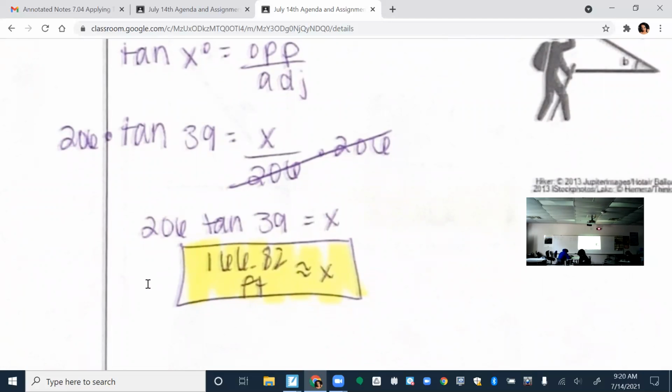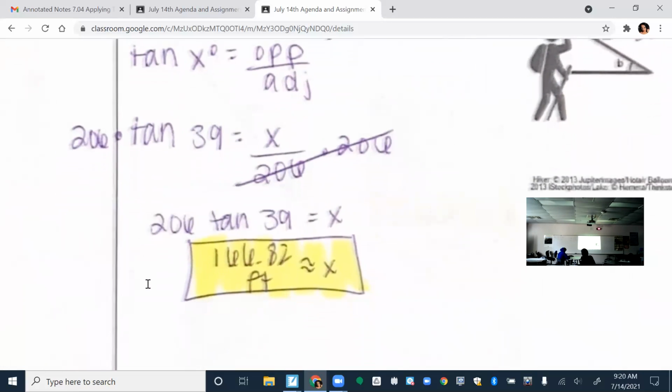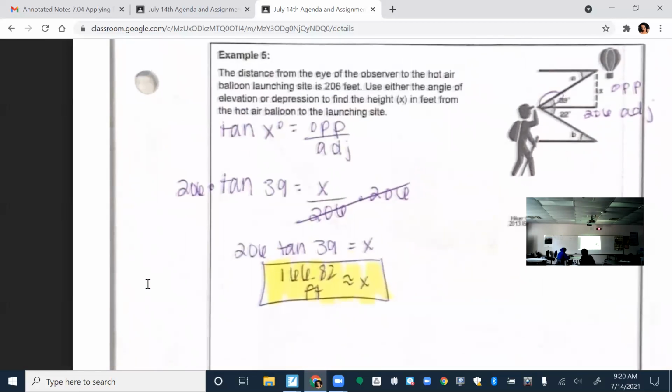I know the hard part is setting it up, so I didn't help you set this one up. I kind of wanted you to see how you guys are doing at that. So again, just figuring out what the question is asking for, which is this missing piece, and using your trig function. Questions on this one?